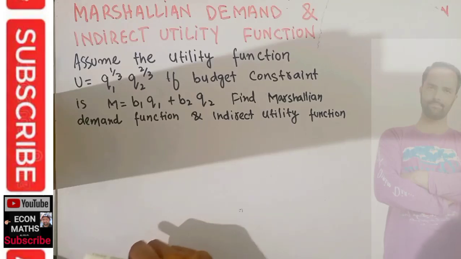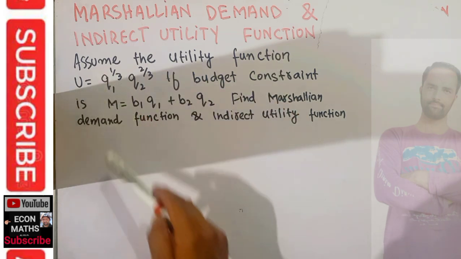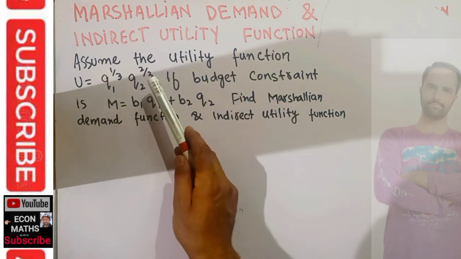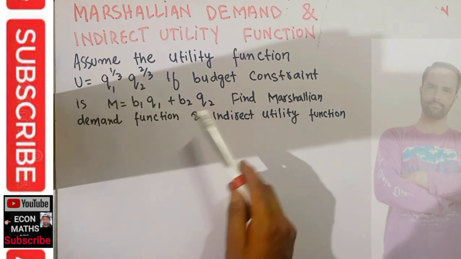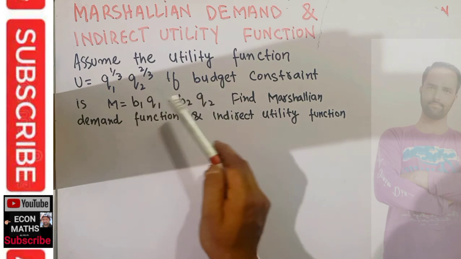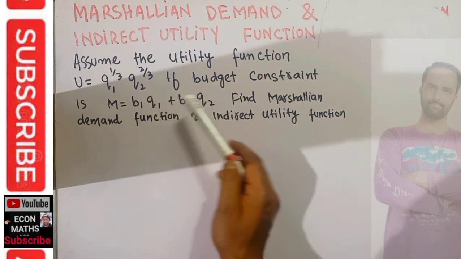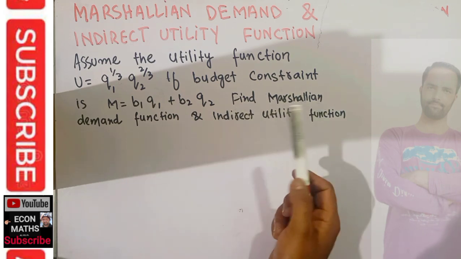How to find the Marshallian demand function and indirect utility function? The question is: assume the utility function is U = Q1 raised to the power 1/3 times Q2 raised to the power 2/3, where Q1 and Q2 are the two goods. If the budget constraint is M = B1 Q1 + B2 Q2, where B1 and B2 are the prices of goods Q1 and Q2, we have to find the Marshallian demand function and indirect utility function.